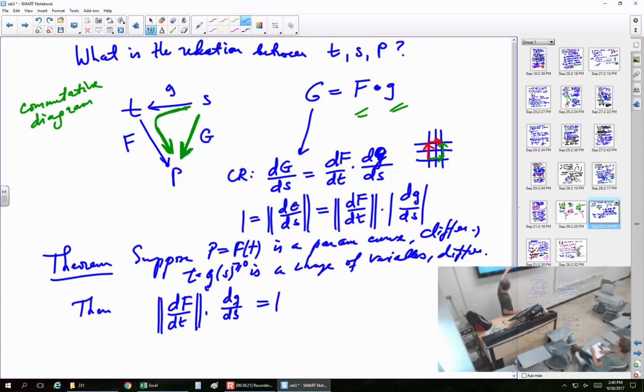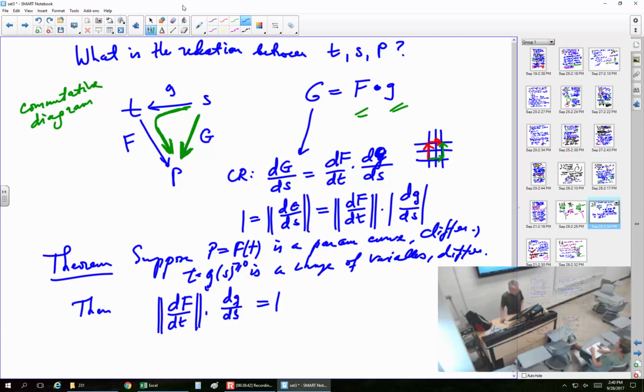Okay, so that's the relation. The derivative that we're looking for, we found in the example we just did. You find g by differentiation naturally. So the original parametric curve is given. You differentiate, you take the absolute value, and that gives you the reciprocal of the derivative of the change of variables.